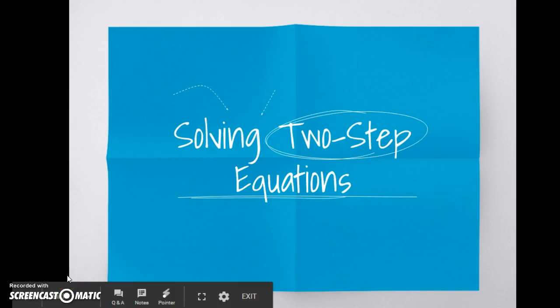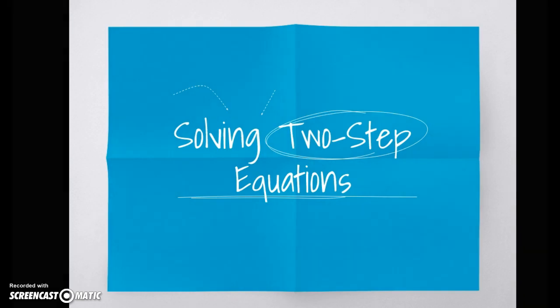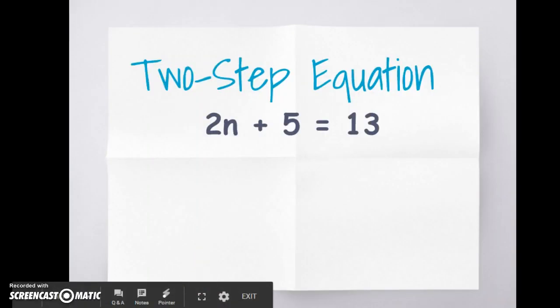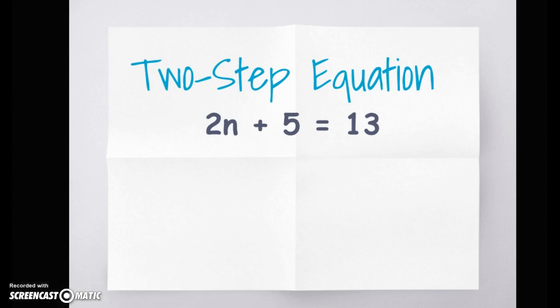Alright guys, so we're going to show you two examples of how to solve two-step equations so that we have a reminder when you are doing your homework tonight. So the first problem that we have here is 2n plus 5 equals 13. So your job is to isolate this variable of n.